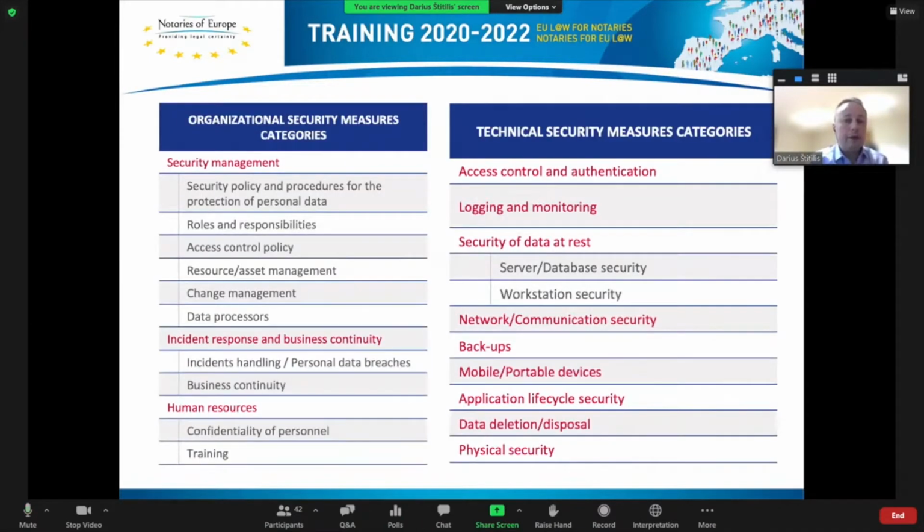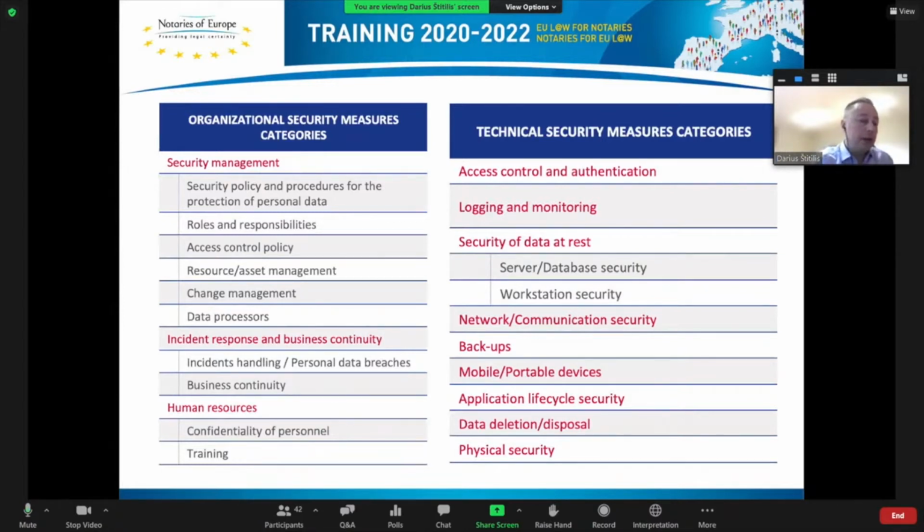And here we have organizational security measures and technical security measures. So security measures basically can be divided into two categories. And we can see organizational security measures and types of such measures.